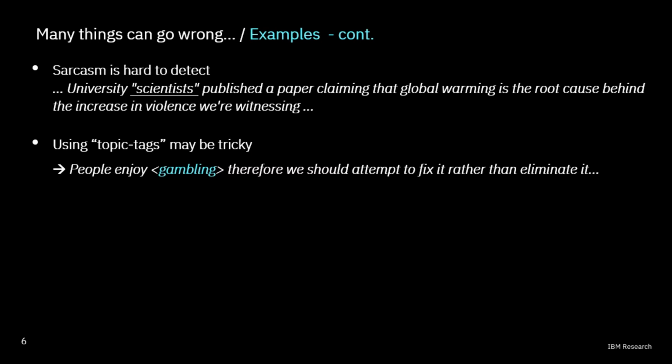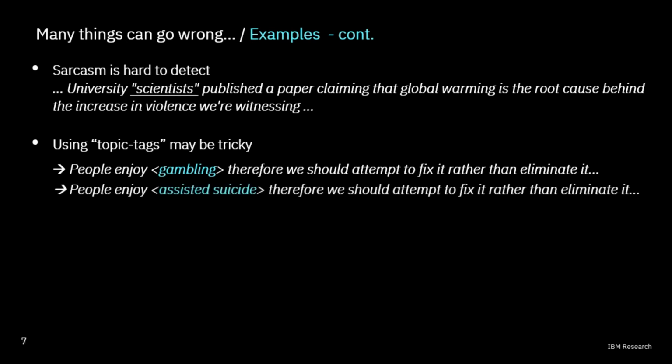And things can get even more complicated. So for example, as mentioned in part 4, when using a principal argument, often we use simple slot filling techniques in order to adjust the argument a little bit to make it sound even more relevant to this specific debate. So for example, in a debate about whether or not we should ban gambling, instead of saying people enjoy that, therefore, we say people enjoy gambling, therefore we should attempt to fix it rather than eliminate it. And in this case, that works. But in another debate, you may end up saying, people enjoy assisted suicide, therefore we should attempt to fix it rather than eliminate it, which may sound a bit disturbing, at least to some people.